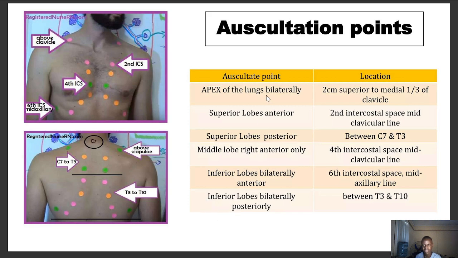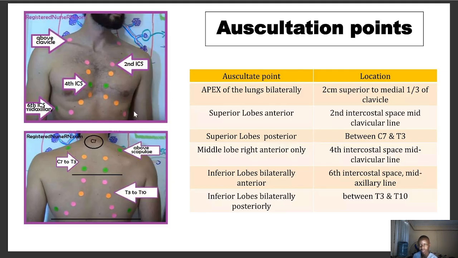So just remember, for the apex, 2 centimeters superior to the middle third of the clavicle. That's where we listen for the apex of the lungs. Then the superior lobe, second intercostal space, mid-clavicular. Second intercostal space, you just count 1, 2, then it's mid-clavicular. Then for the superior lobes posteriorly, it's behind, between C7 to T3.